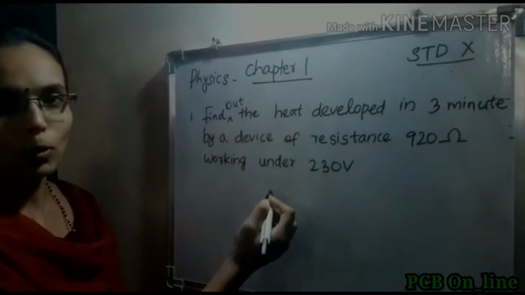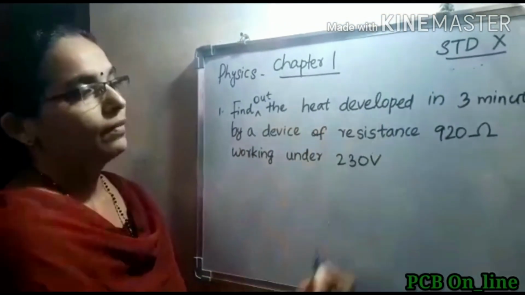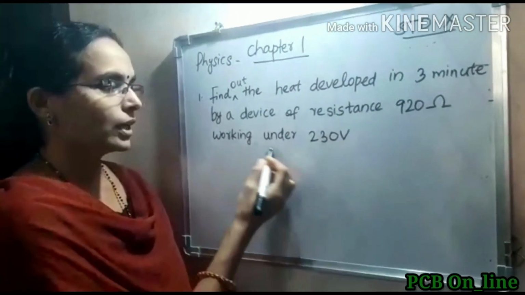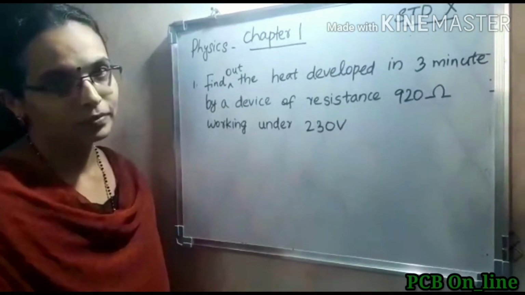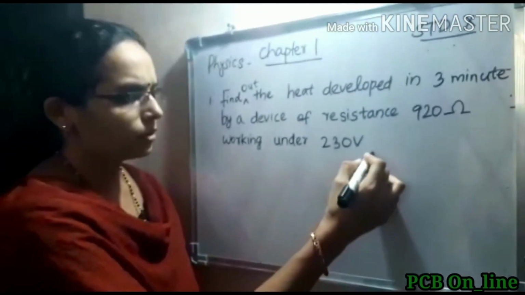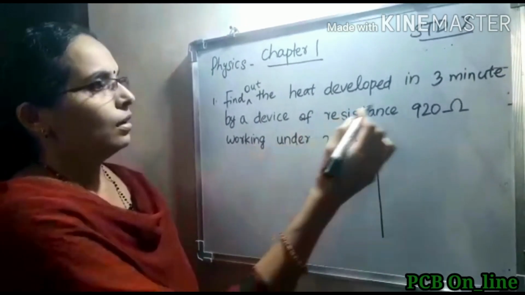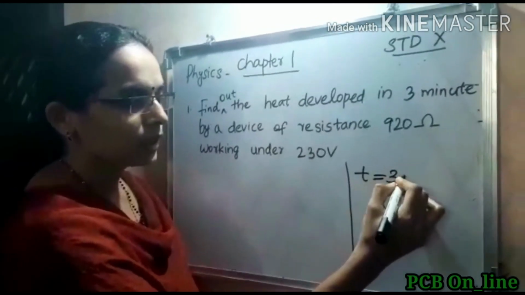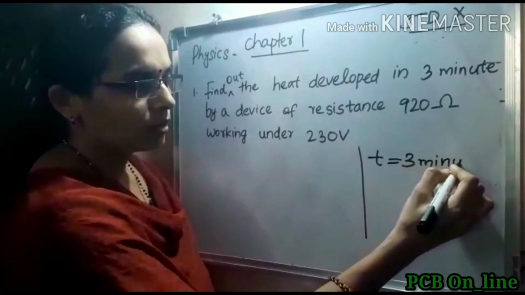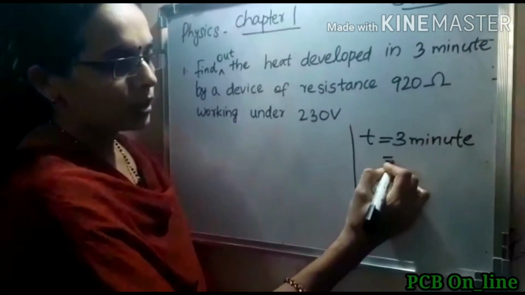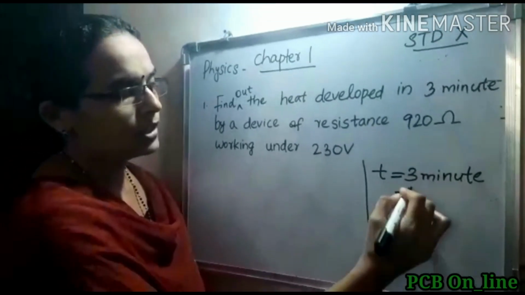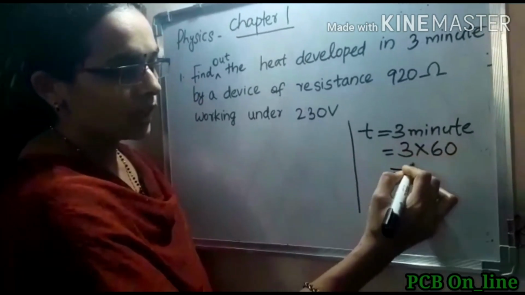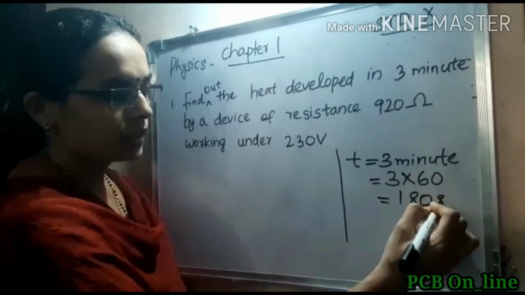Now let us do this problem. Find out the heat developed in 3 minutes by a device of resistance 920 ohm working under 230 volt. First we have to write the given data. Heat developed in 3 minutes, that is T is equal to 3 minutes. We should convert this minutes into seconds. So by multiplying it by 60, we get 180 seconds.